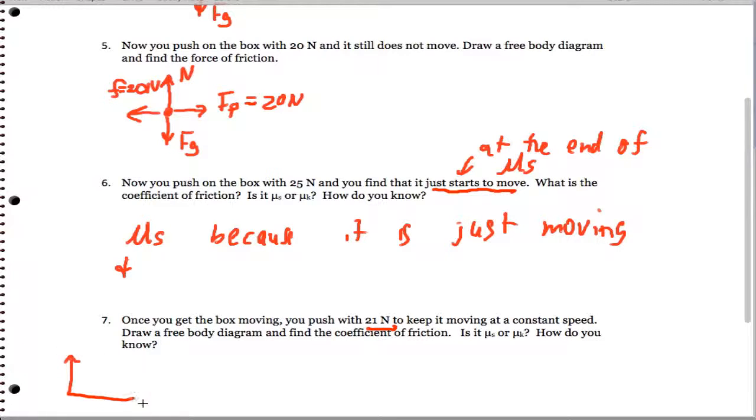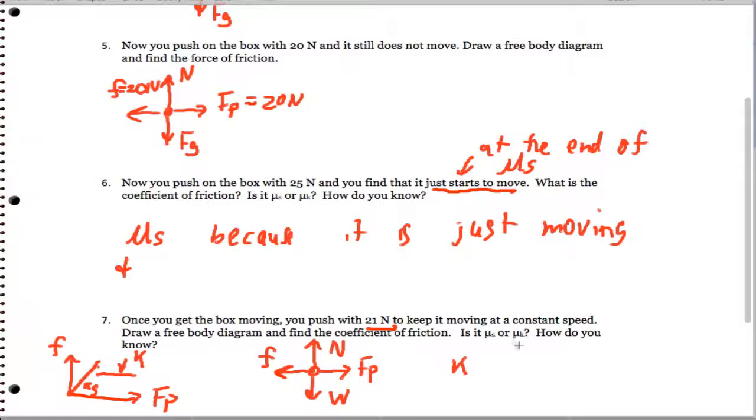So again, that graph that we did of friction versus pushing force actually applies here. I have a friction static, and then it breaks, and then it starts moving. So this is all static, and this is all kinetic, just like the graph we did in class. So when we draw the free body diagram, we're going to have normal, weight, the pushing force, and the friction force. But now this is kinetic friction, again, because it's moving.